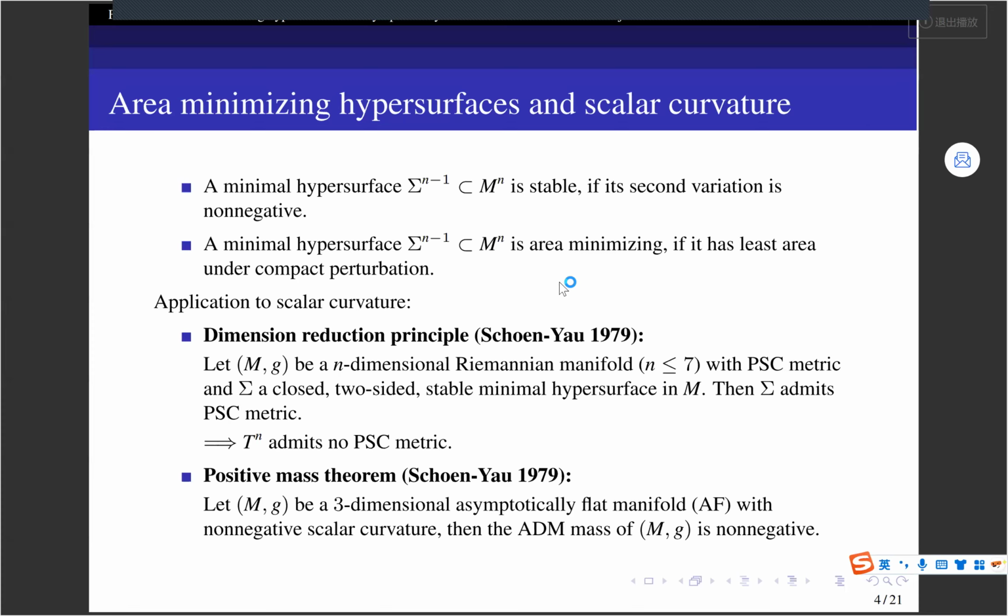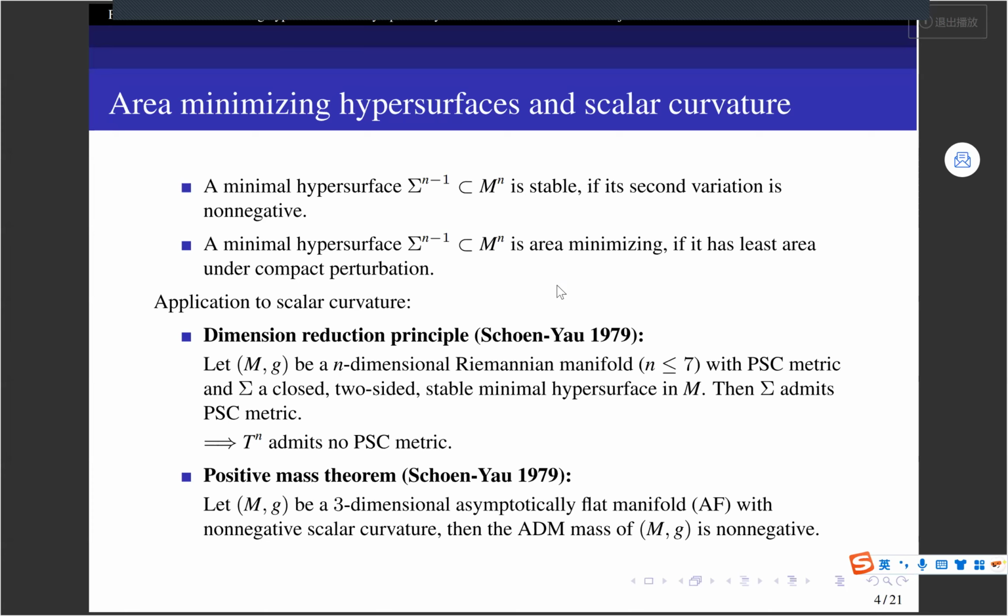We say a minimal hypersurface is stable if its second variation is non-negative. And we say a minimal hypersurface is area minimizing if it has least area under compact perturbation. From the definition, you can see that stable is a local assumption and area minimizing is a global assumption. And area minimizing implies stable.